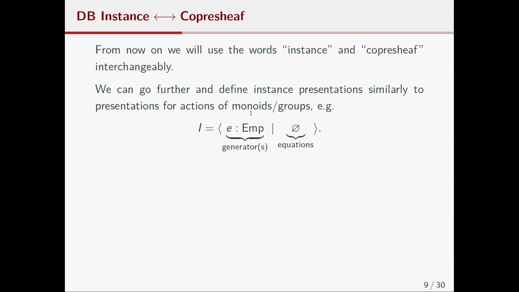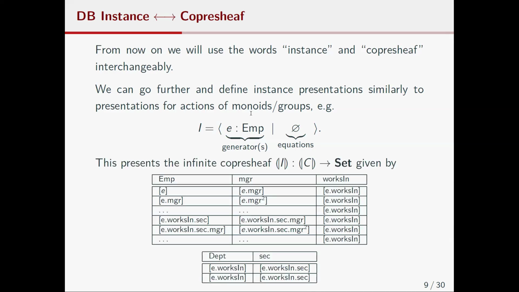But those are the same thing, right? Okay. So we define instance presentations. This would be like actions of monoids or groups, but it's a similar idea if you've ever seen presentations for those, but maybe they are not so common. So we're going to give some generators which are labeled by an object of the category and some equations. This is the simplest possible example with one generator in object Employee and no equations, and then you can figure out what the table is.